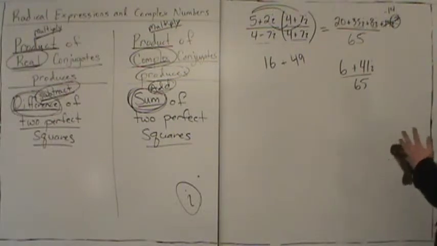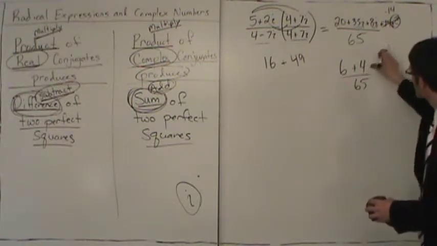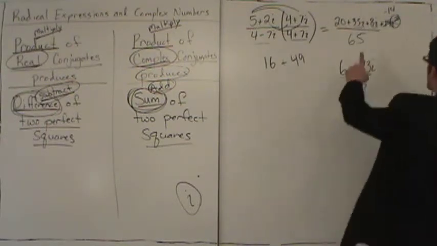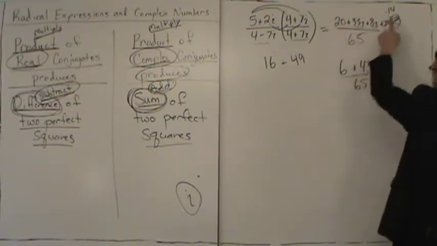Now, what am I doing? 35 plus 8 is 43i. I make these mistakes. I'm not thinking. Okay, so 35 plus 8 is 43i. 20 minus 14 is 6.